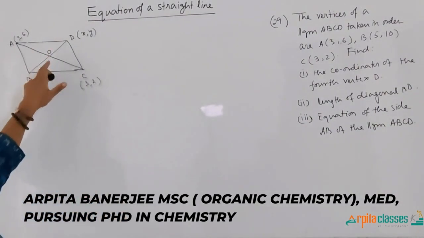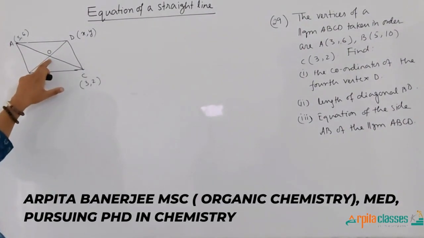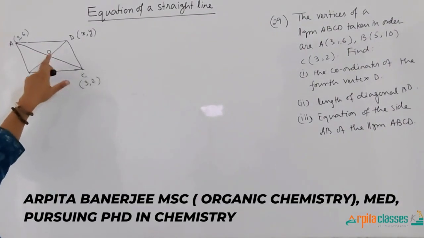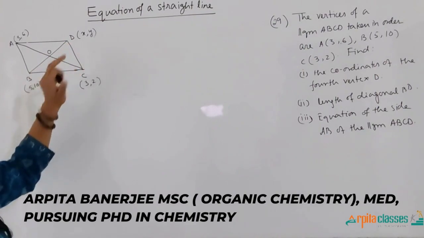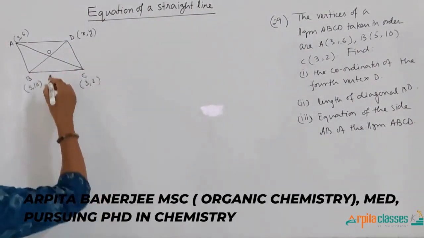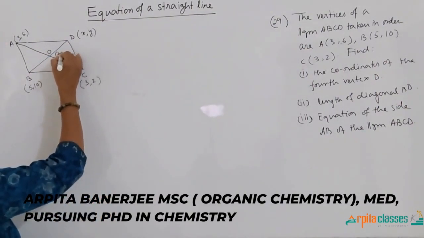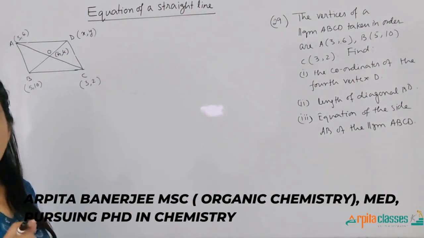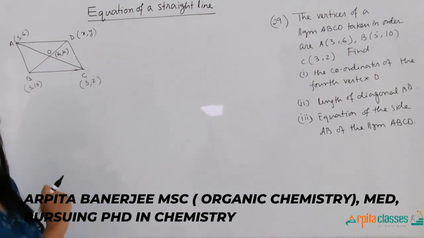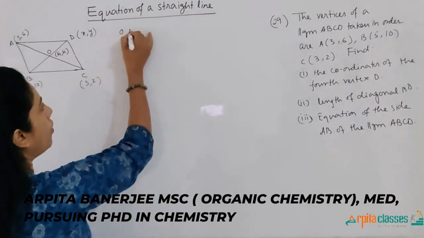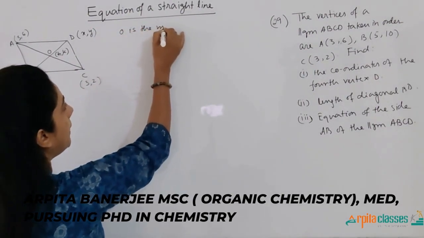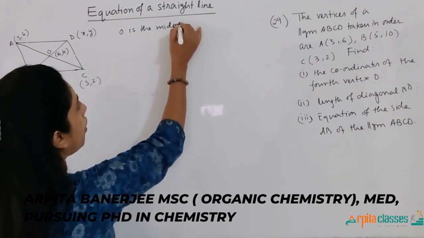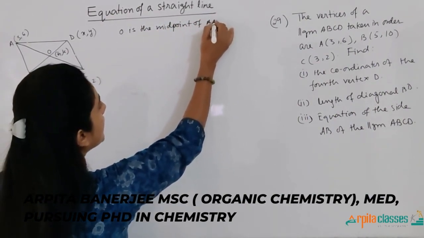Diagonals of a parallelogram bisect each other. So O is the midpoint of AC and O is the midpoint of BD as well. We can get the coordinates of O from AC, as O is the midpoint of AC. I am taking it as H, K. So let us write: O is the midpoint of AC.